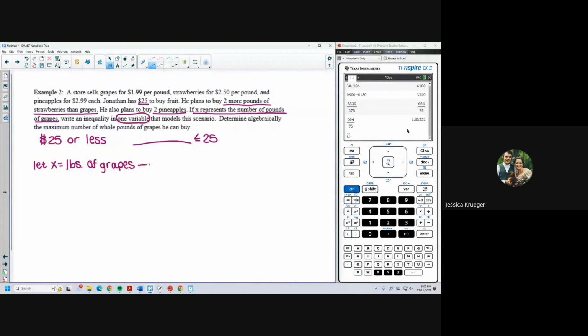There must be something else I know about the grapes. So if I go back up, I see they're $1.99 per pound, which means if I want to know the total that he spends on grapes, it's going to be 1.99 times x.